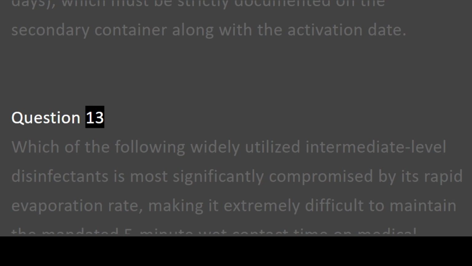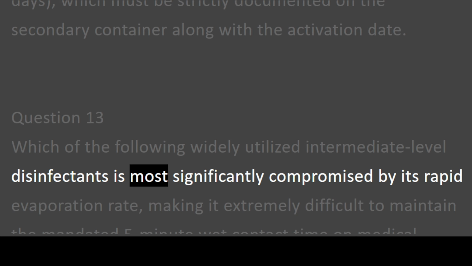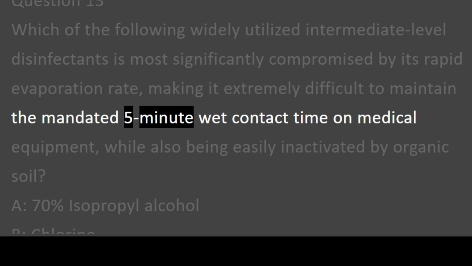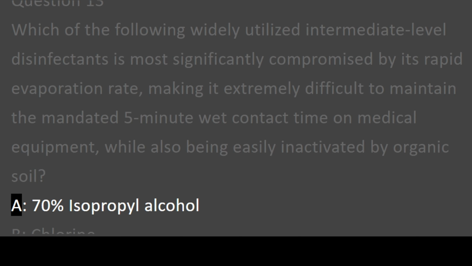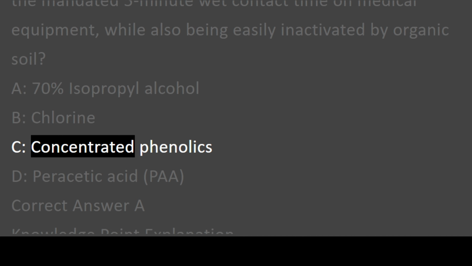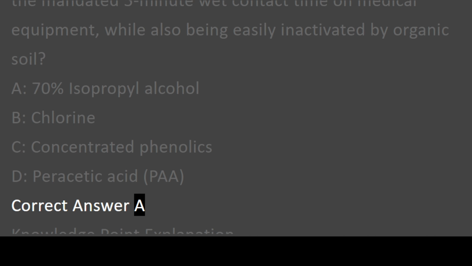Question 13. Which of the following widely utilized intermediate-level disinfectants is most significantly compromised by its rapid evaporation rate, making it extremely difficult to maintain the mandated 5-minute wet contact time on medical equipment, while also being easily inactivated by organic soil? A. 70% isopropyl alcohol. B. Chlorine. C. Concentrated phenolics. D. Peracetic acid, PAA. Correct answer A.